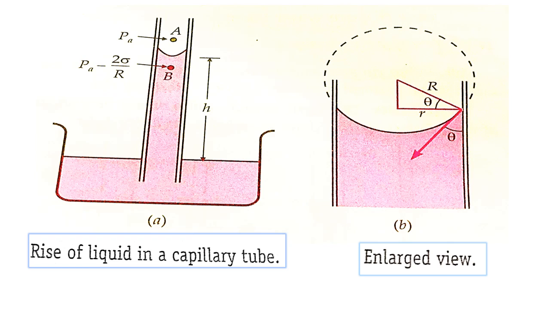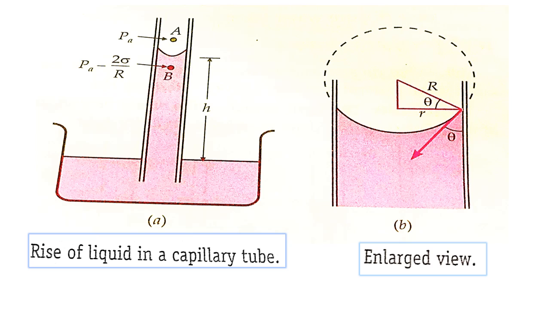Here is a diagram of the rise of liquid in a capillary tube. At point B, you can see that the liquid rises in the capillary tube and forms a concave meniscus. Point B is below the meniscus in the liquid and point A is above the meniscus in air. PA, the atmospheric pressure, is the pressure at point A, and at point B the pressure therefore will be PA minus 2 sigma by R, because you know that the excess pressure is 2 sigma by R.